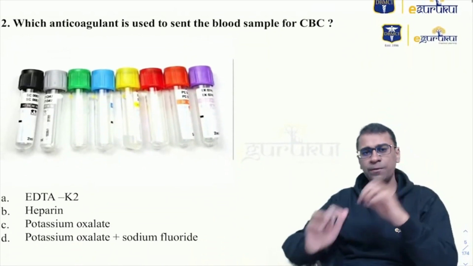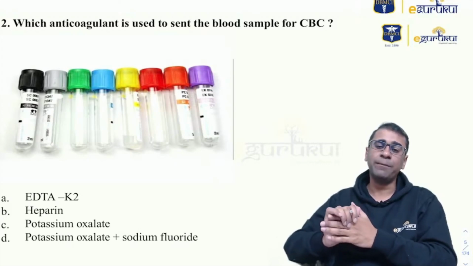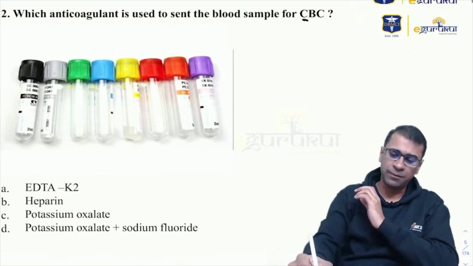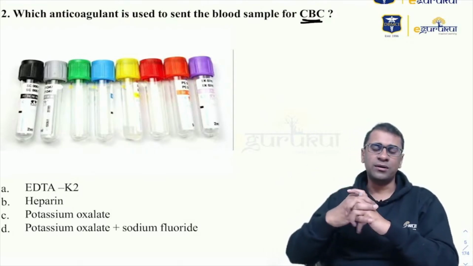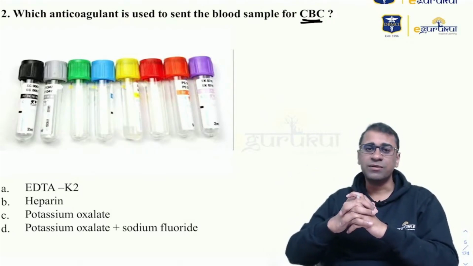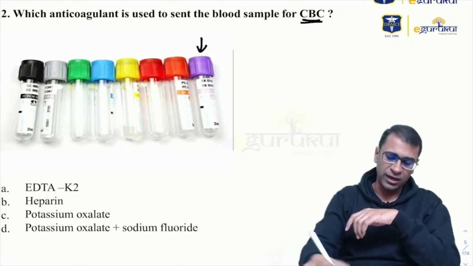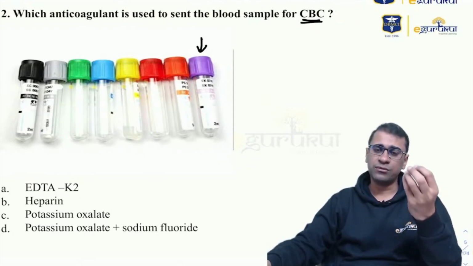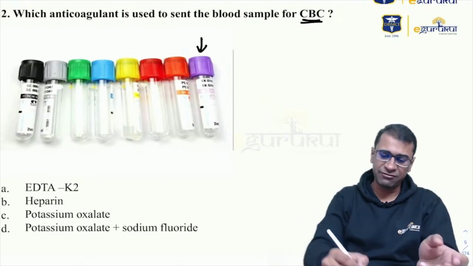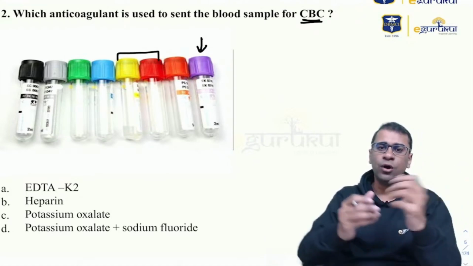Let's move to the next question. Which anticoagulant is used to send the blood sample for a complete blood count? Well, CBC is a complete blood count, and you all might have worked as an intern or house surgeon in a ward, and you use this vial to send a CBC sample. If I ask you what vial you use for serum chemistry, LFT, KFT, you take the one which is either yellow or red.